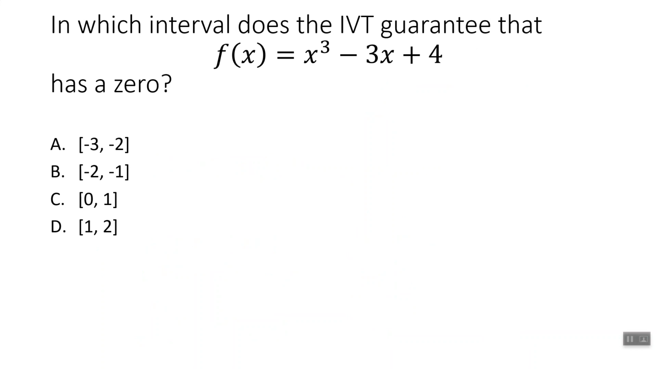All right, so here we go. In which interval does the intermediate value theorem guarantee that this has a 0? It is a little bit of work, but you just got to plug in all the endpoints and see where does it change from positive to negative, or where does it change from negative to positive. Go ahead and stop the video and see if you can find it.